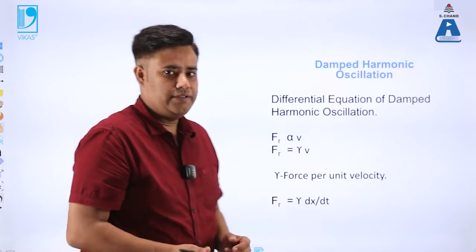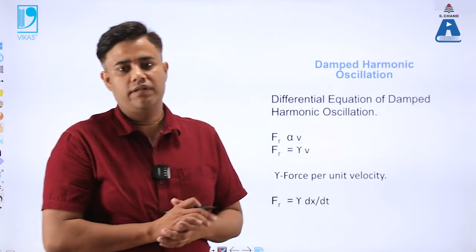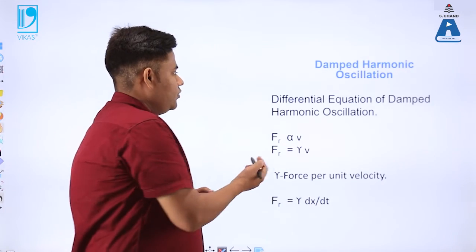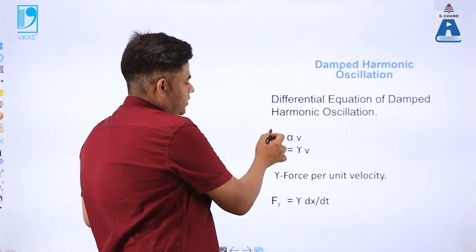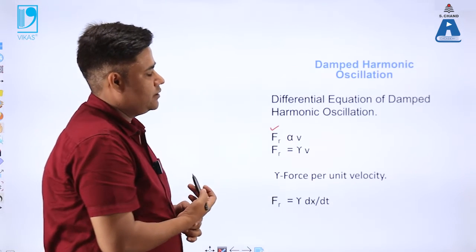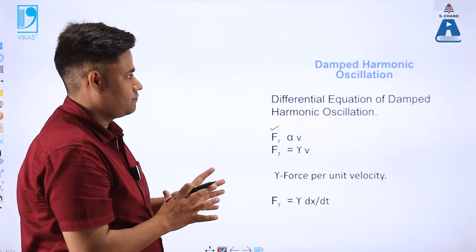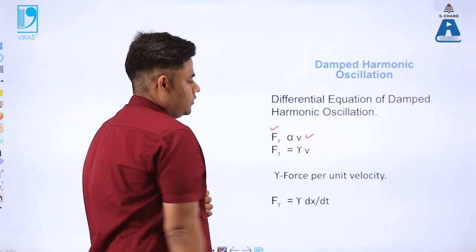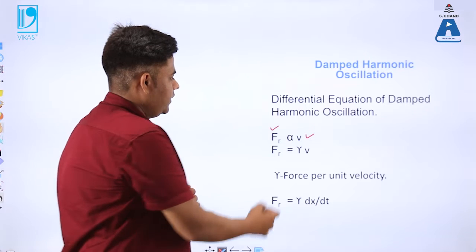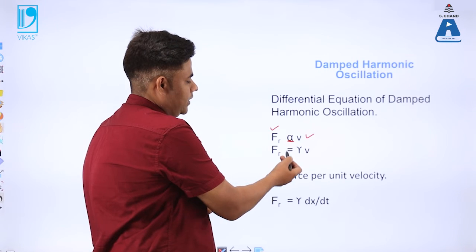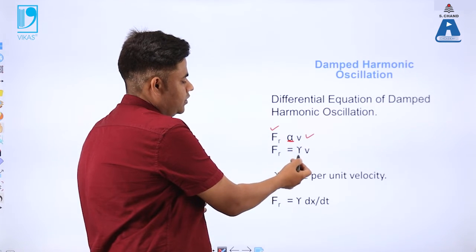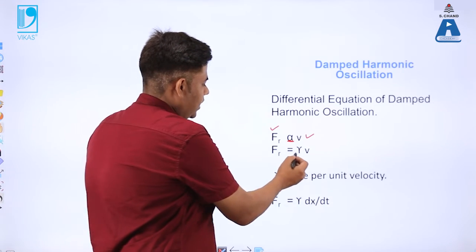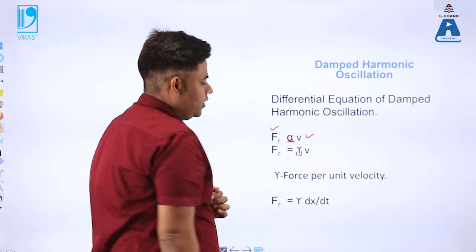Now, coming to the engineering aspect of damped harmonic oscillation, we need to understand this mathematically. As I have told you, there is a resistive force acting on the surface. That resistive force is directly proportional to the velocity, and when the proportionality sign is removed, we get gamma times the velocity. Now what is this gamma? Gamma is force per unit velocity.